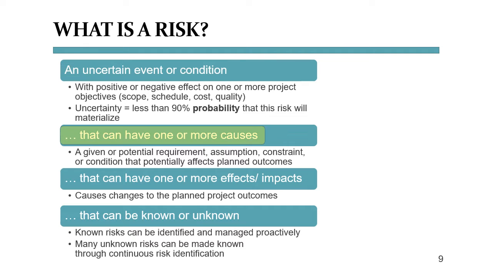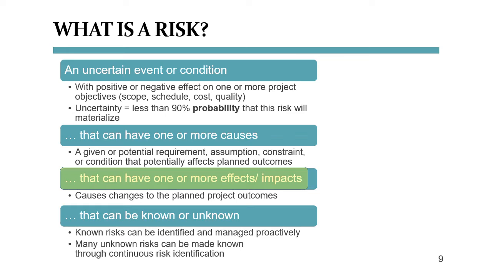A risk can have one or more causes. This means that we need to be on the lookout for potential changes in things we assumed were stable, like requirements, assumptions and constraints that we listed in the project charter, or any other conditions that could come up and could affect the plan for our project.